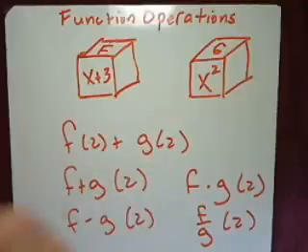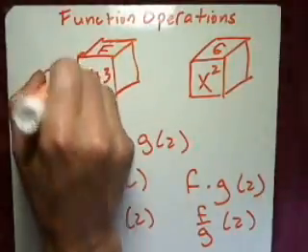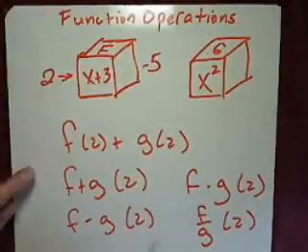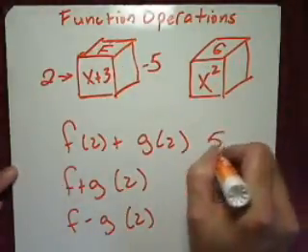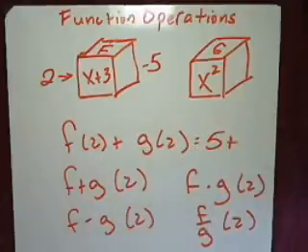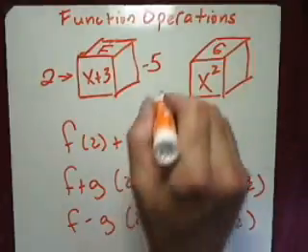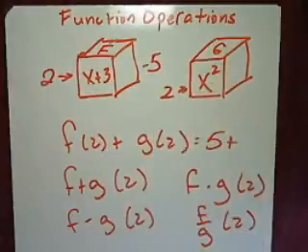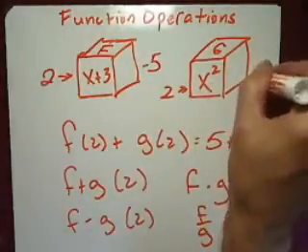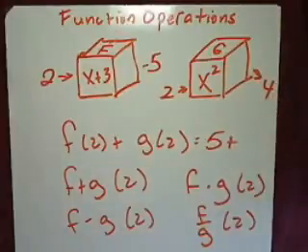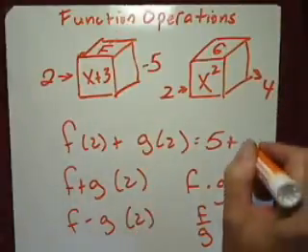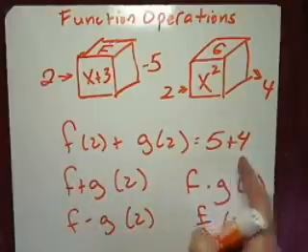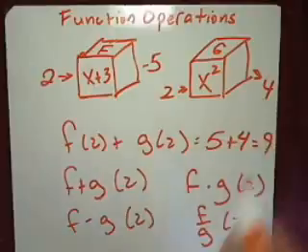Well, take the 2, plug it in for the f, and you get back out 5. Okay, so this part's 5. Now take a 2 and plug it in for g. 2 goes into g. Remember, g is x squared, so 2 squared is 4. So g of 2 is 4. So what is f of 2 plus g of 2 is 5 plus 4, which is 9.